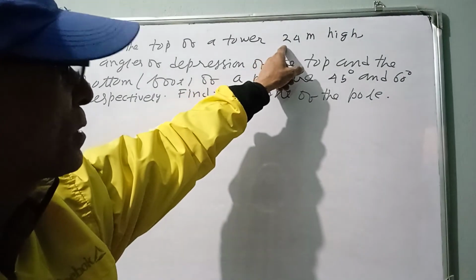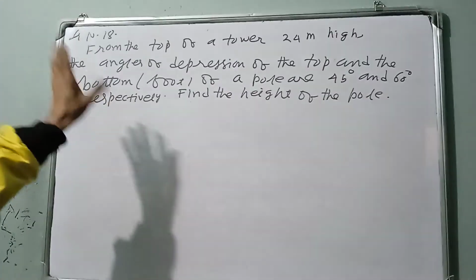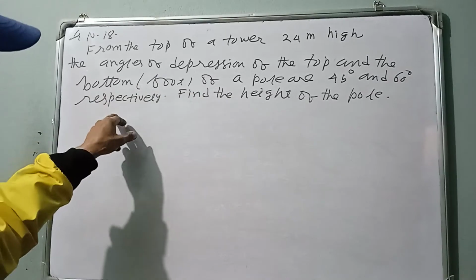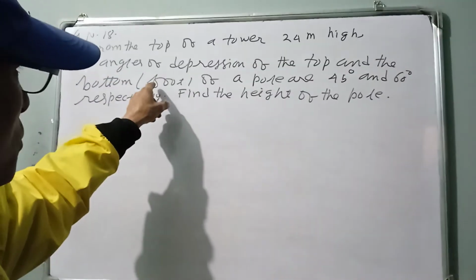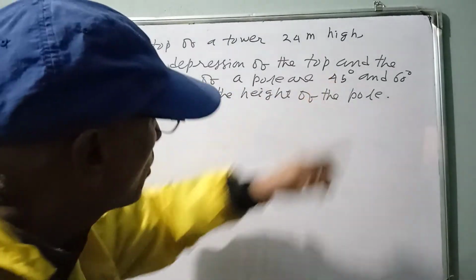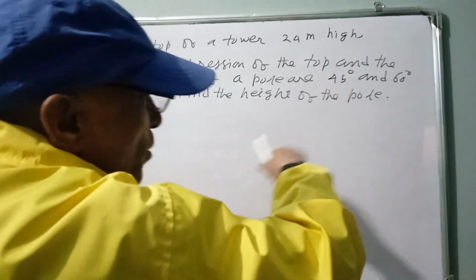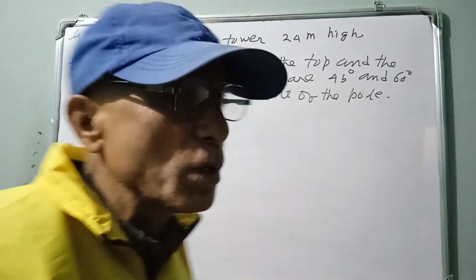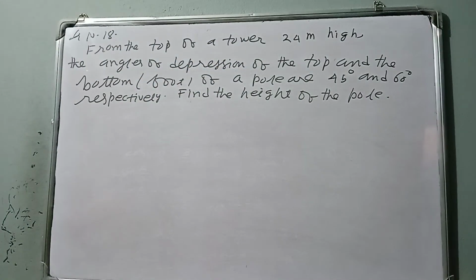In Nepali: from the top of a 24 meter high tower, looking at the top and the bottom or foot of a pole, the angle of depression is 45 degree for the top and 60 degree for the bottom; find the height of the pole. Then how to write down the figure correctly?